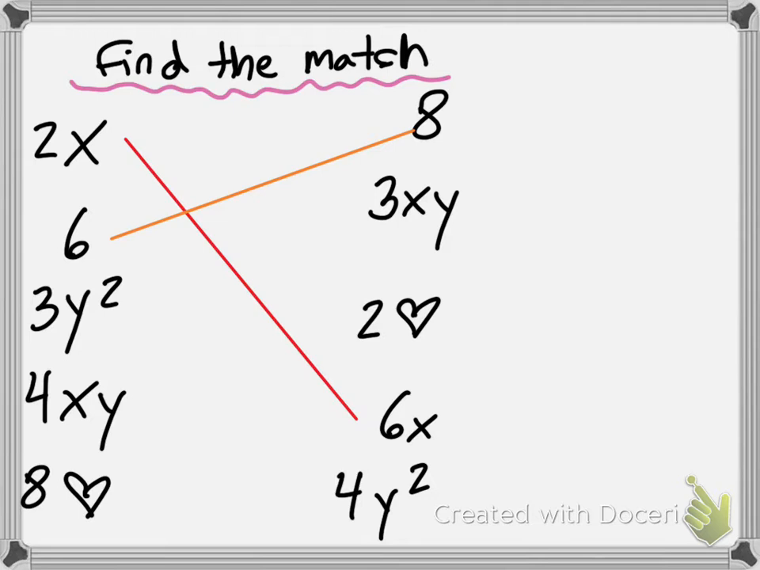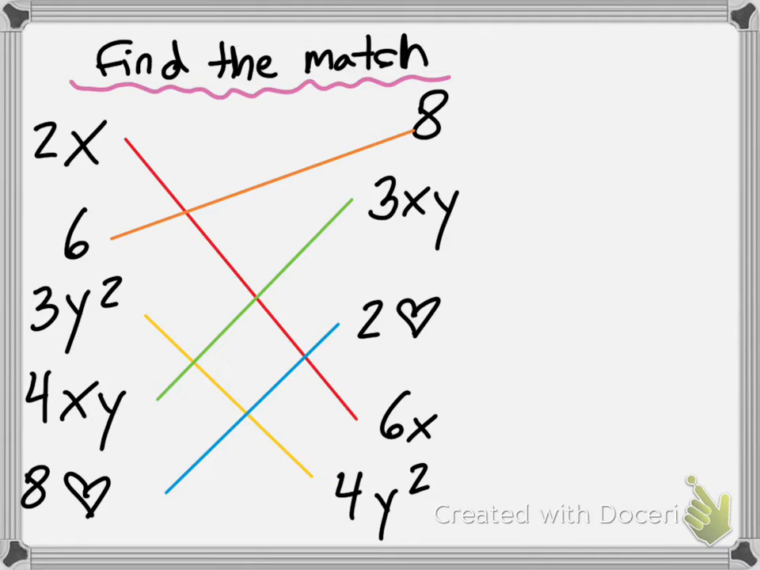So let's see, I want to know, Edson, what is the actual match to 3y squared? 4y squared. Let's see, Alex, what is the actual match to 8 heart? 2 heart. And then, David, what's the actual match to 4xy? 3xy. So I couldn't say that one either way.